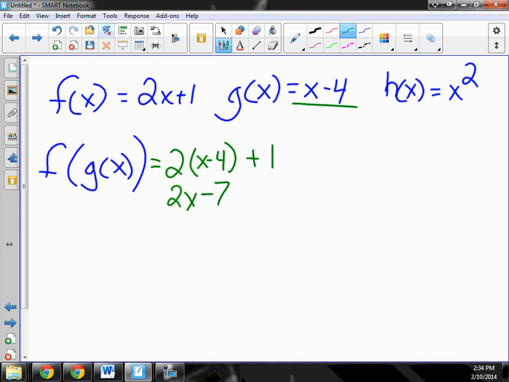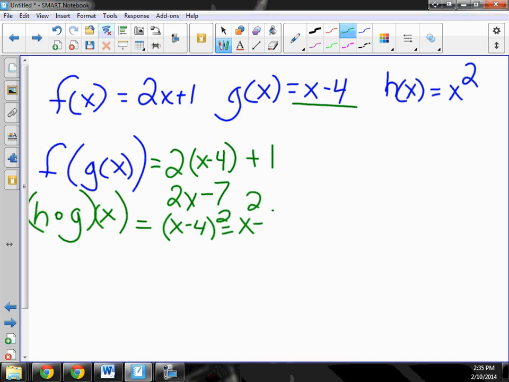Well, I wasn't required to use h of x. So what if I said, let's do h of g of x. How do I figure out that one? Plug g into h. So it's going to be x minus 4 squared, which we know is x squared minus 8x plus 16.